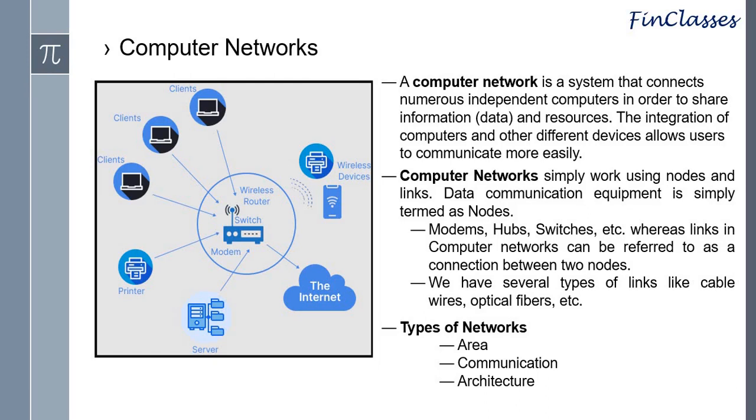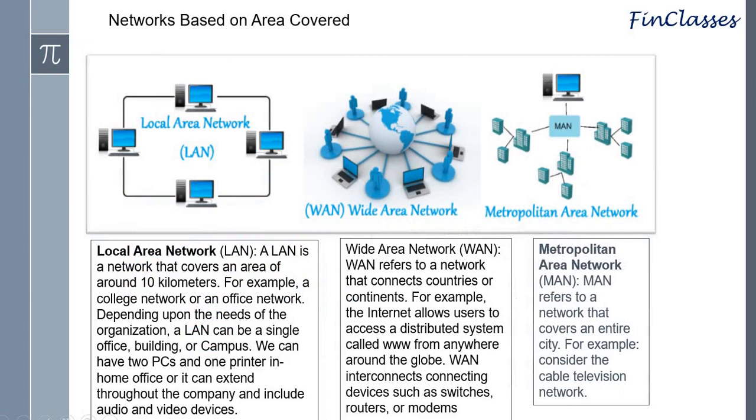So let us first try to understand the types of networks. Networks can be divided based on area of coverage, based on types of communication, and based on the architecture of the network. Let us move to the next slide to understand what these are.